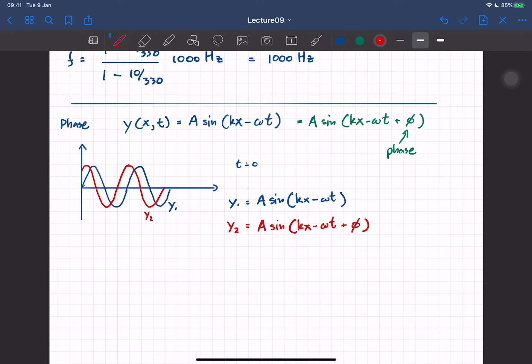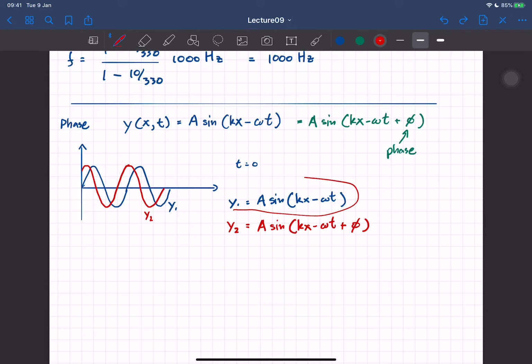Remember, if you want to move the graph to the right, then you need to subtract. If you want to move the graph to the left, then you need to add. So in this case, the red one is kind of like moving the blue one to the left. So you've got to add, right? So this is what we can do here. So this is the phase of the red one.